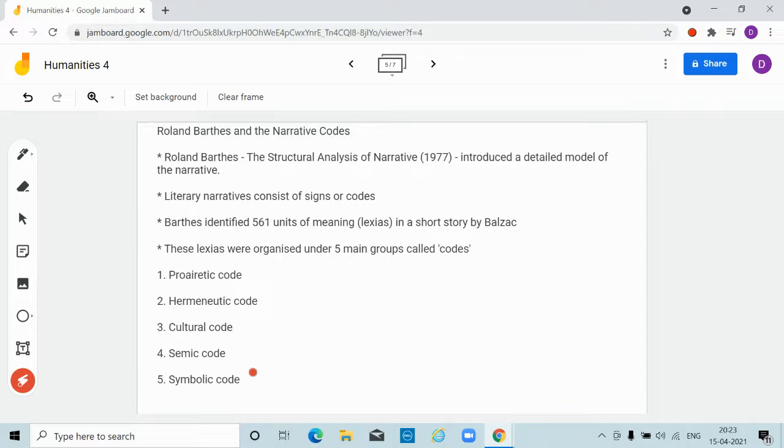Now, these are the five codes that you'd find in narratives according to Roland Barthes: proairetic code, hermeneutic code, cultural code, scenic code, and the symbolic code.